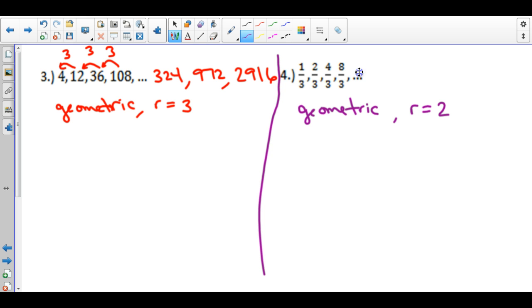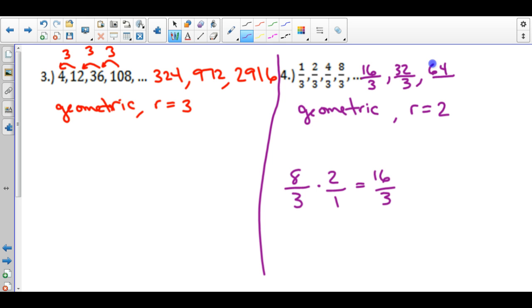So now if I want to find my next three terms, basically just look at the pattern here. Your denominator is staying the same, and your numerator is multiplying by 2. And the reason for that is your common ratio is technically 2/1. And if I take 8/3 and I multiply it by 2/1, notice your denominator stays the same. 3 times 1 is 3, and 8 times 2 is 16. So what's happening is the numerator itself really is multiplying by 2 every time. So if I want to get my next terms, just keep multiplying by 2. I would get 32/3, and then the last one would be 64/3.